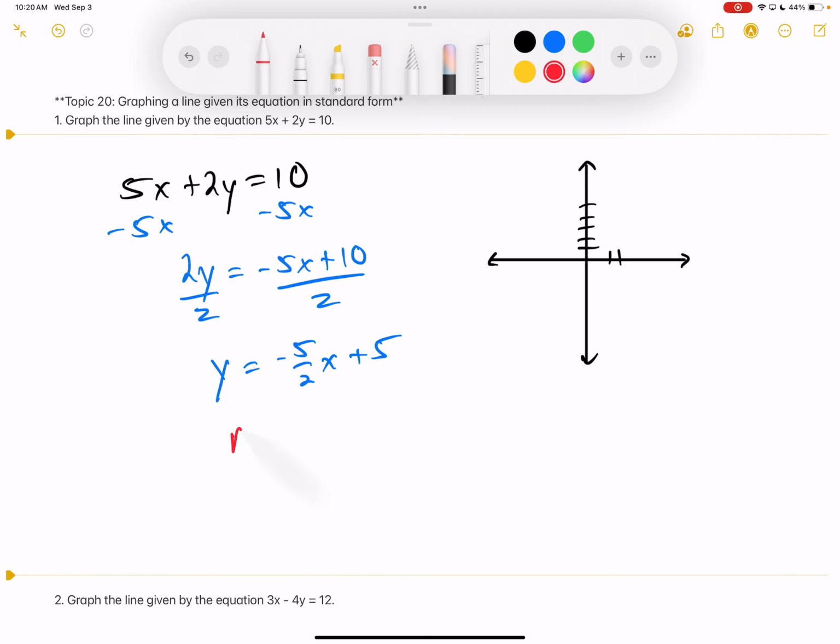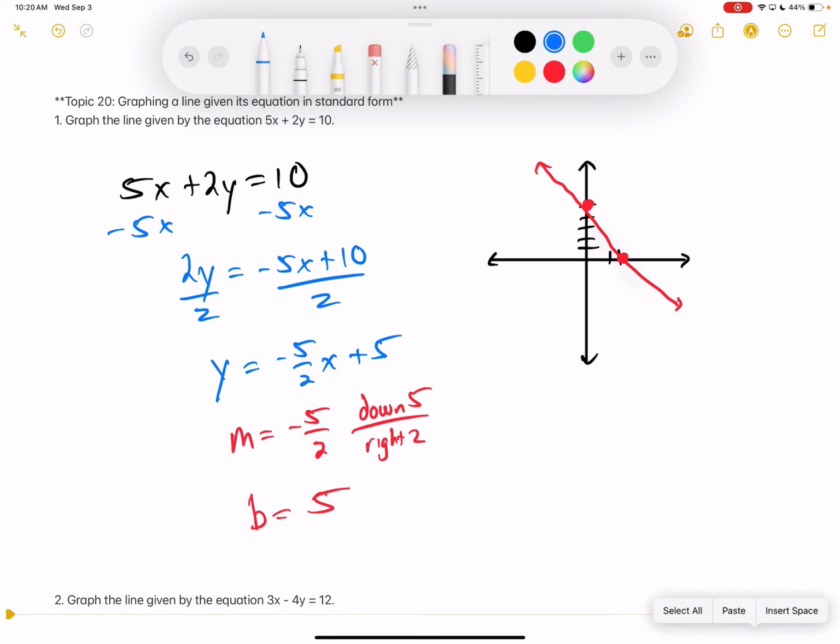So my slope is the number in front of x, negative 5 halves. So I go down 5 to the right 2. And my y-intercept is at 5. So I start at 5, and then I go down 5 to the right 2. I go down 5 because it's negative 5, to the right 2, and I started at y equals 5.